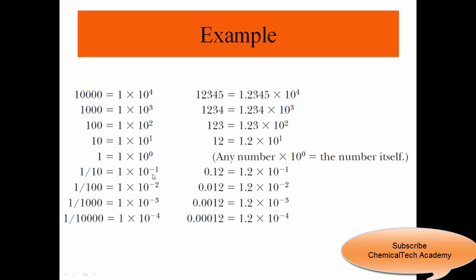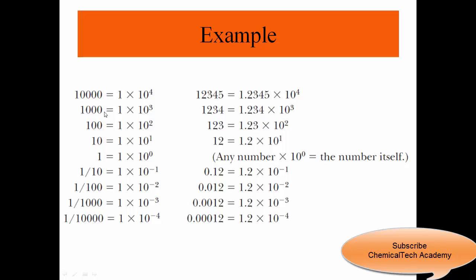So let's have some examples. We have 10,000, and in scientific form, we have 1 times 10 power 4, because we have the decimal point here. So 1, 2, 3, 4. So we have 1 times 10 power 4. Or in this example, we have 1, 2, 3, 4, 5. If you want to convert it to scientific notation, we have the decimal point here, 1, 2, 3, 4. So the number in scientific form is going to be 1.2345 times 10 power 4.